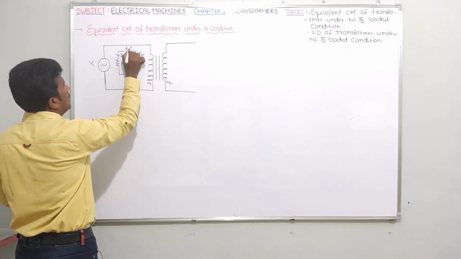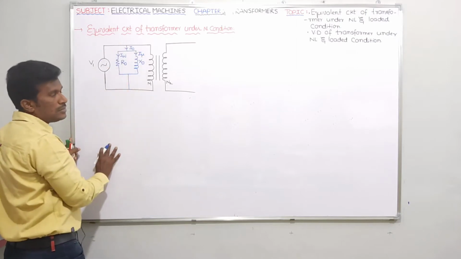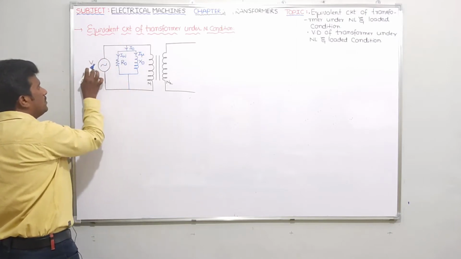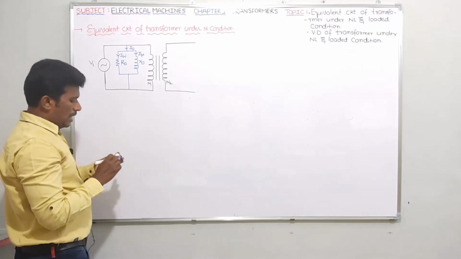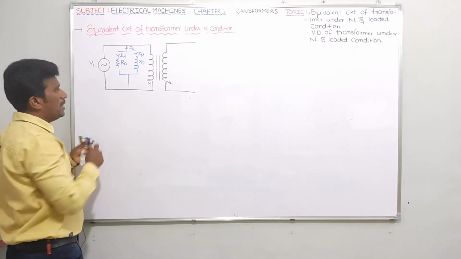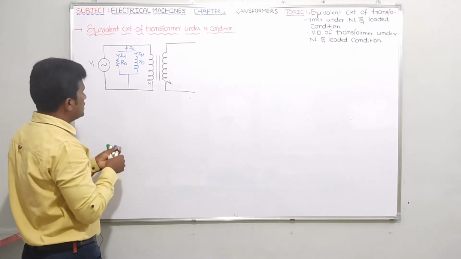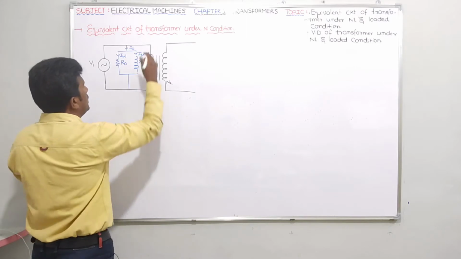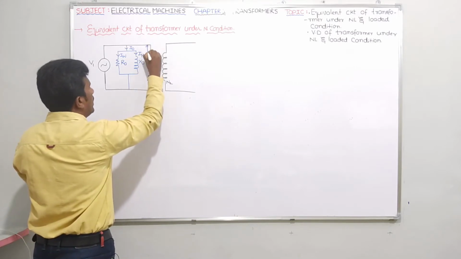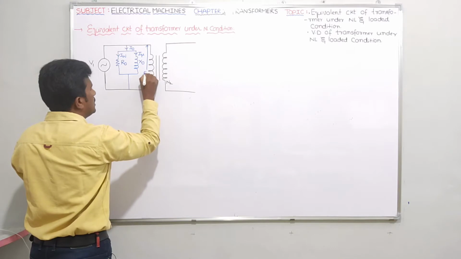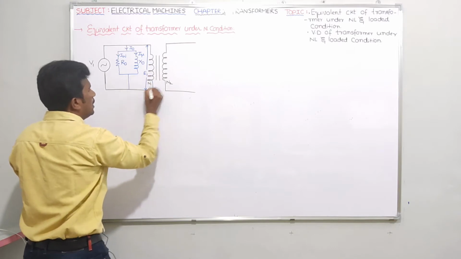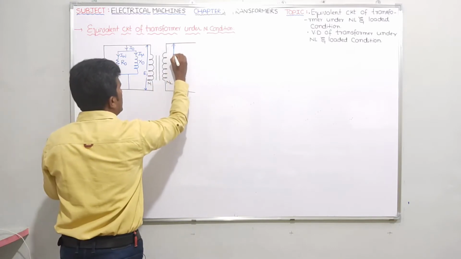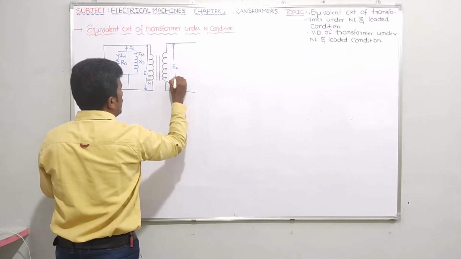So obviously, guys, the vector sum of I mu and IW gives you what here? I naught. And V1 means what? Applied voltage. And this is the induced EMF in the primary winding, let me take it as E1, and the one induced in the secondary winding, let me take it as E2.